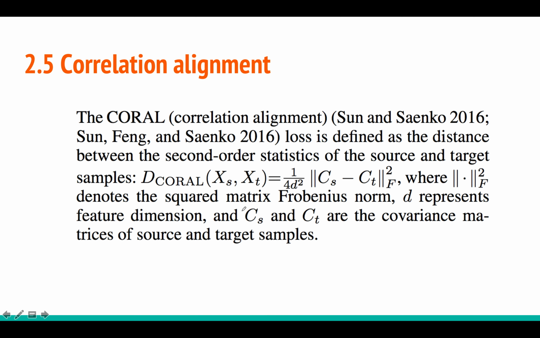Coming to CORAL, CORAL is another distance measure. Basically, they find the squared distance between second order statistics. The second order statistics are nothing but the covariance matrices. So you have source data, you compute CS, the covariance matrix for the source data, and you compute the covariance matrix for the target data, and then compute the squared distance. This is the second order distance between source and target, a very simple loss function which you can use.